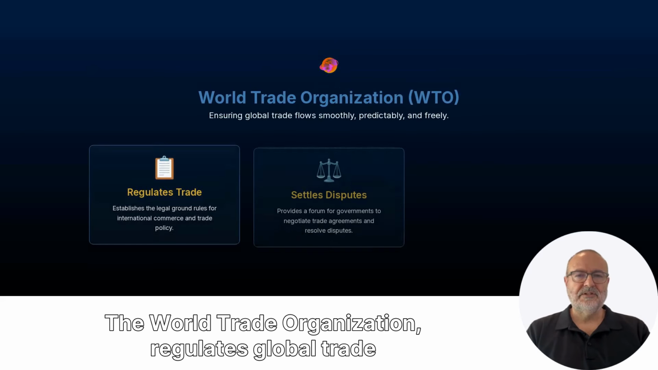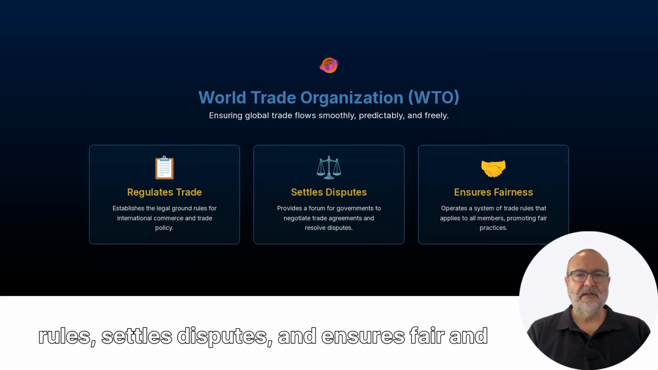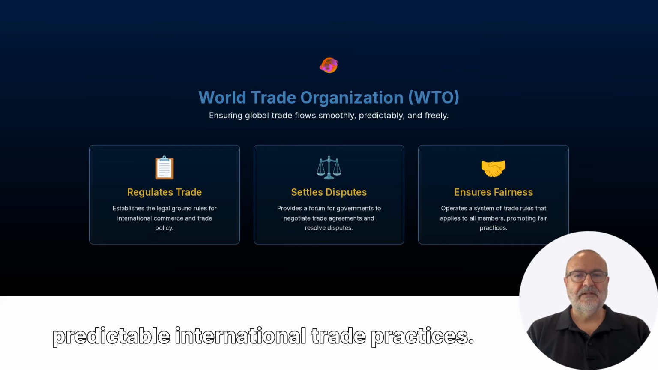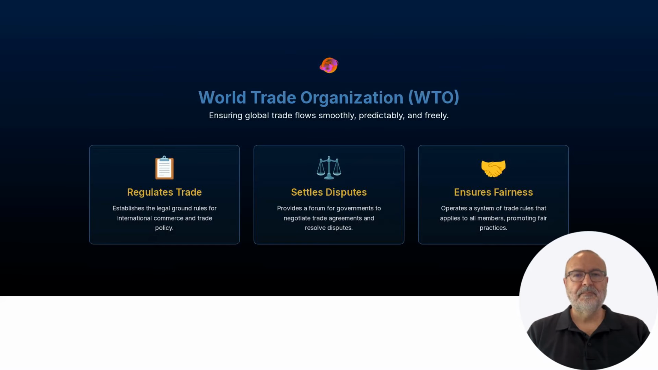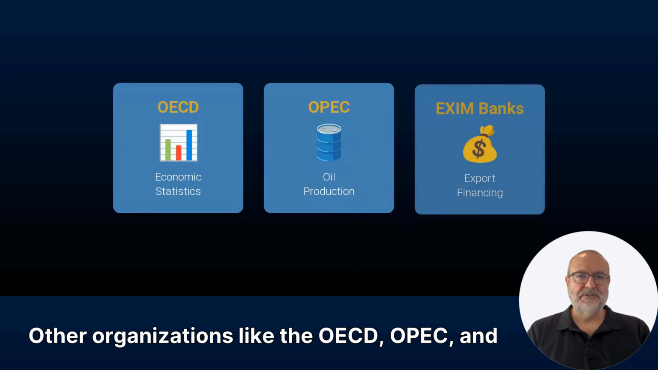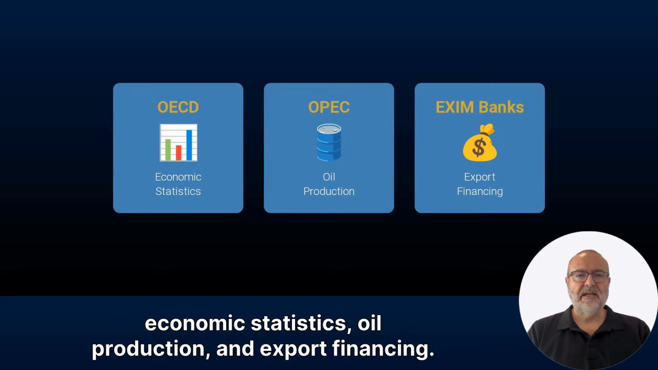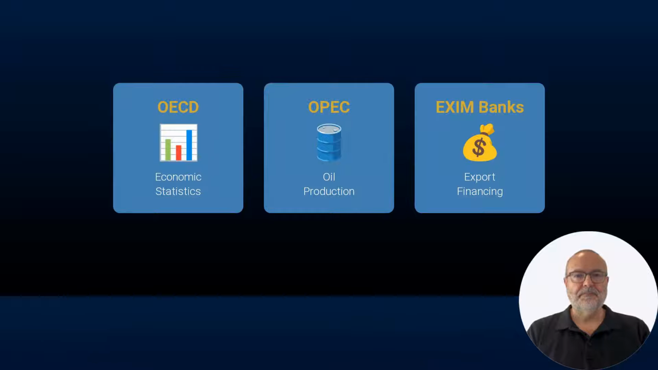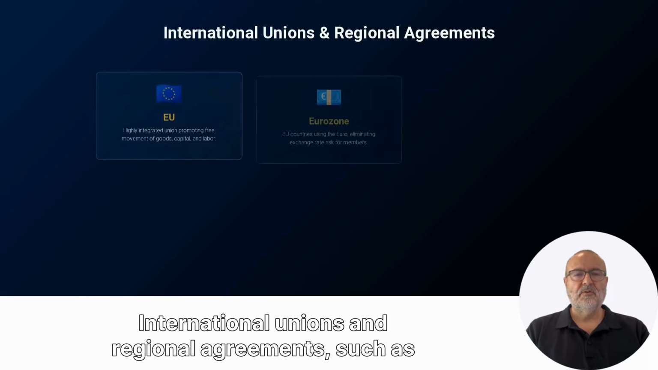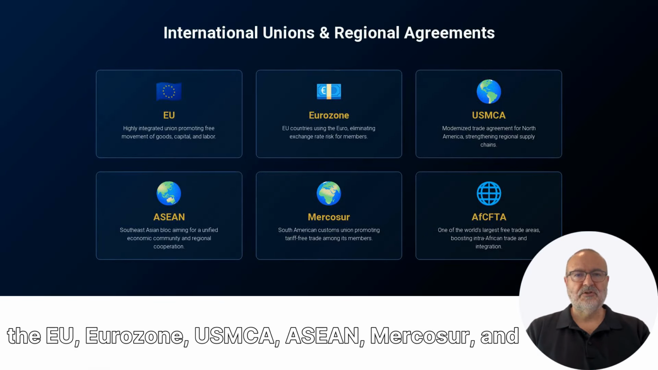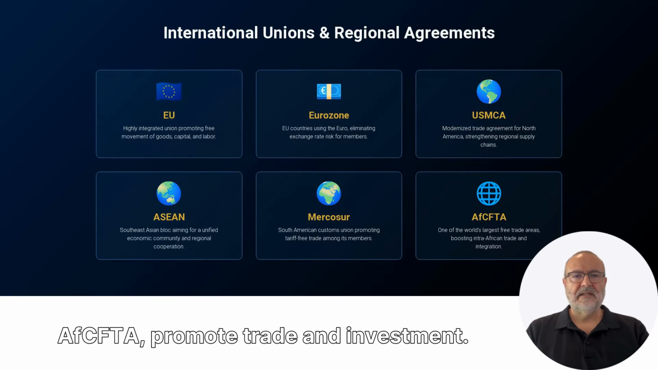The World Trade Organization regulates global trade rules, settles disputes, and ensures fair and predictable international trade practices. Other organizations like the OECD, OPEC, and EXIM Banks also play specific roles in economic statistics, oil production, and export financing. International unions and regional agreements, such as the EU, Eurozone, USMCA, ASEAN, Mercosur, and AFCFTA, promote trade and investment.